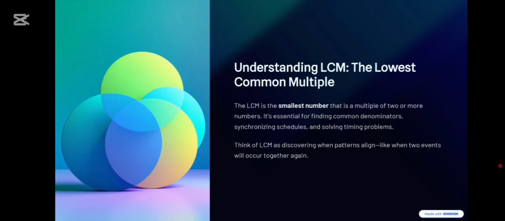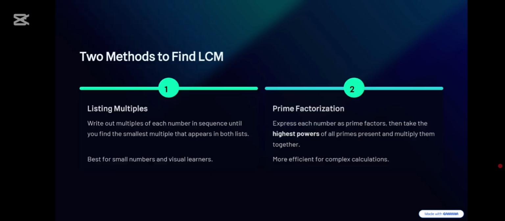All right, now let's look at the lowest common multiple. So what is the lowest common multiple? The lowest common multiple is the smallest number that is a multiple of two or more numbers. It is essential for finding common denominators, synchronizing schedules and solving timing problems. Think of the lowest common multiple as discovering when patterns align, like when two events will occur together again. That is what the lowest common multiple is.